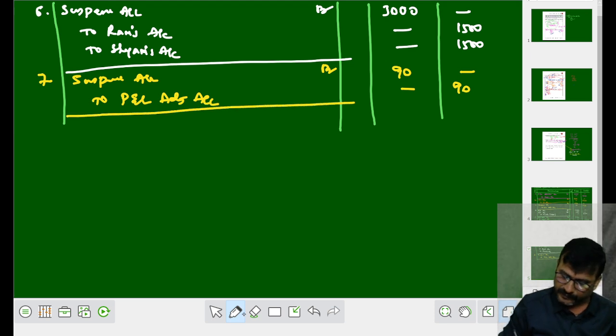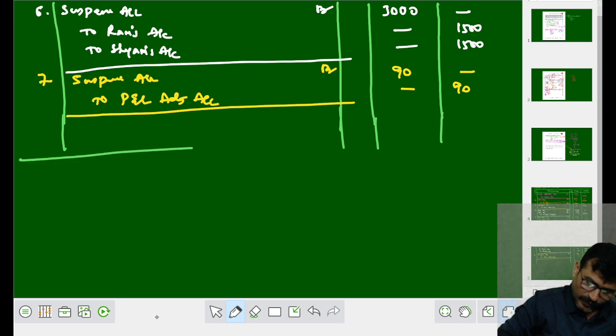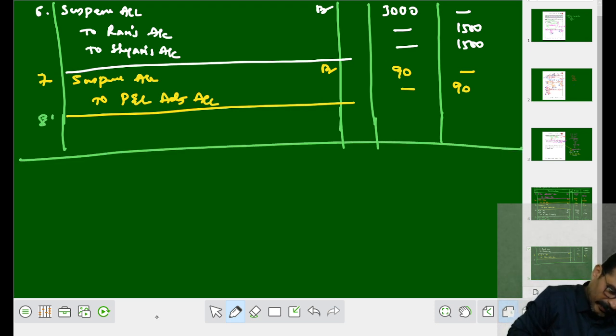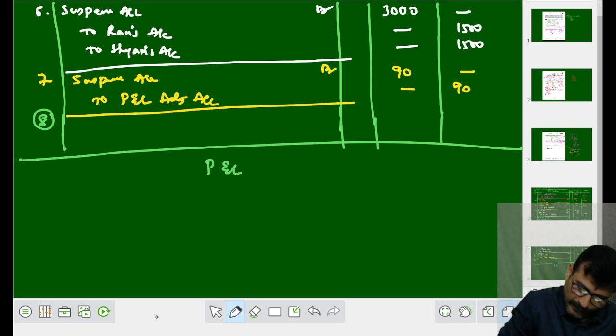Being over carry forward of purchase account is rectified. We have to leave a space to write one more entry. That is, we have to prepare P and L adjustment account.